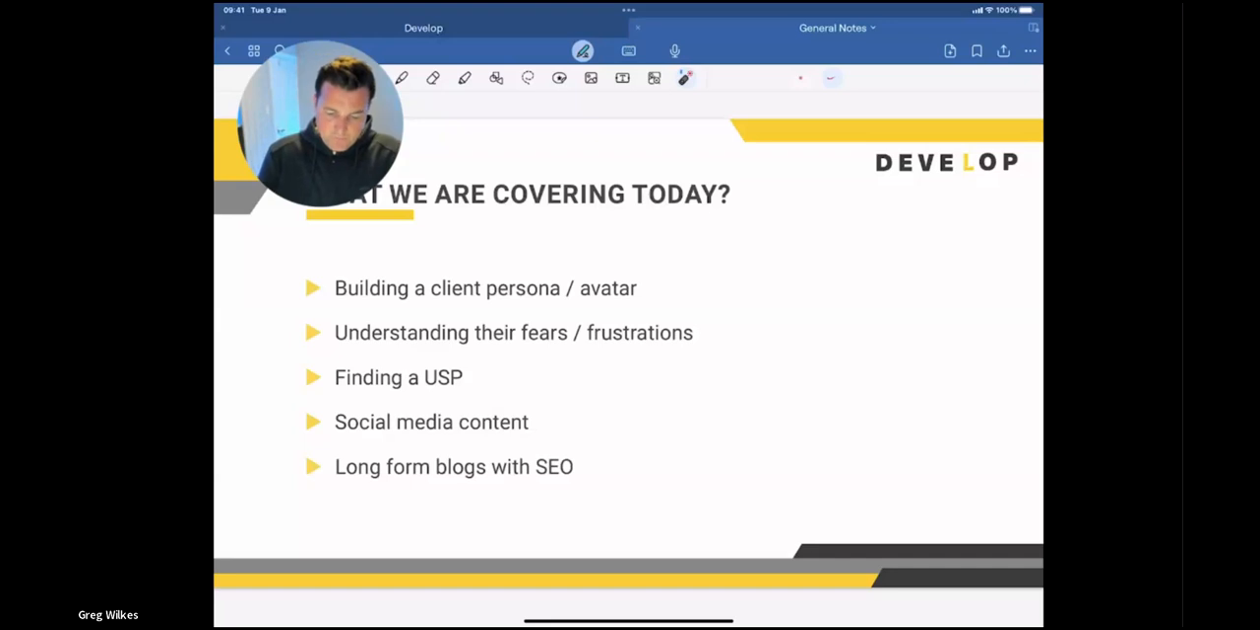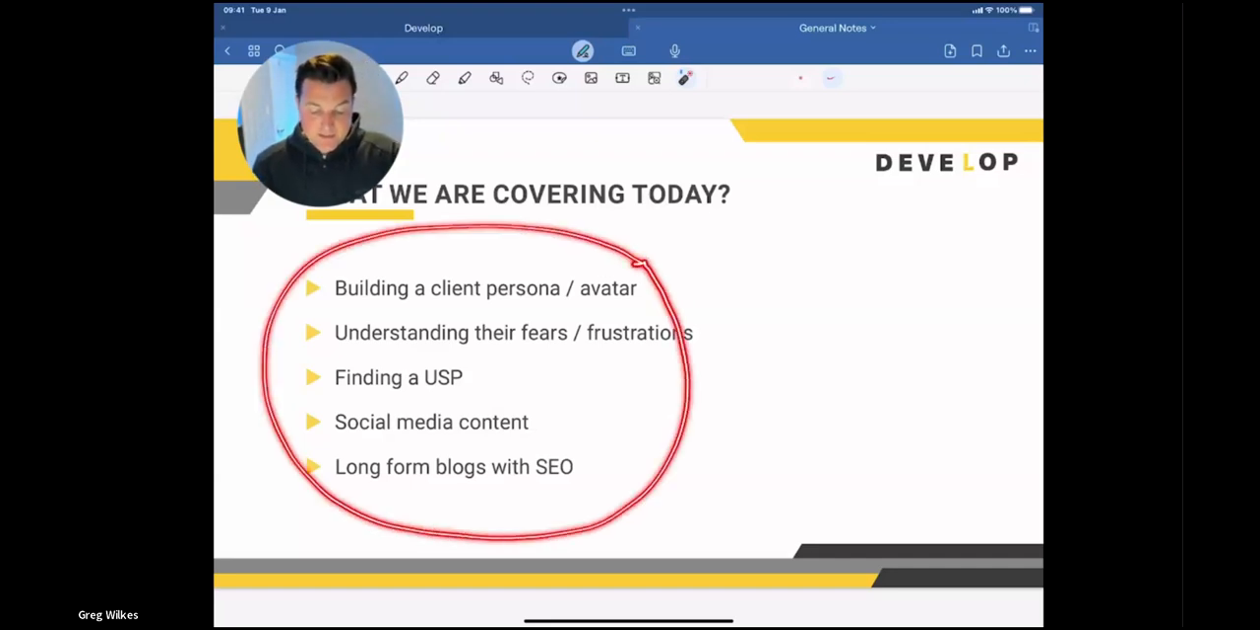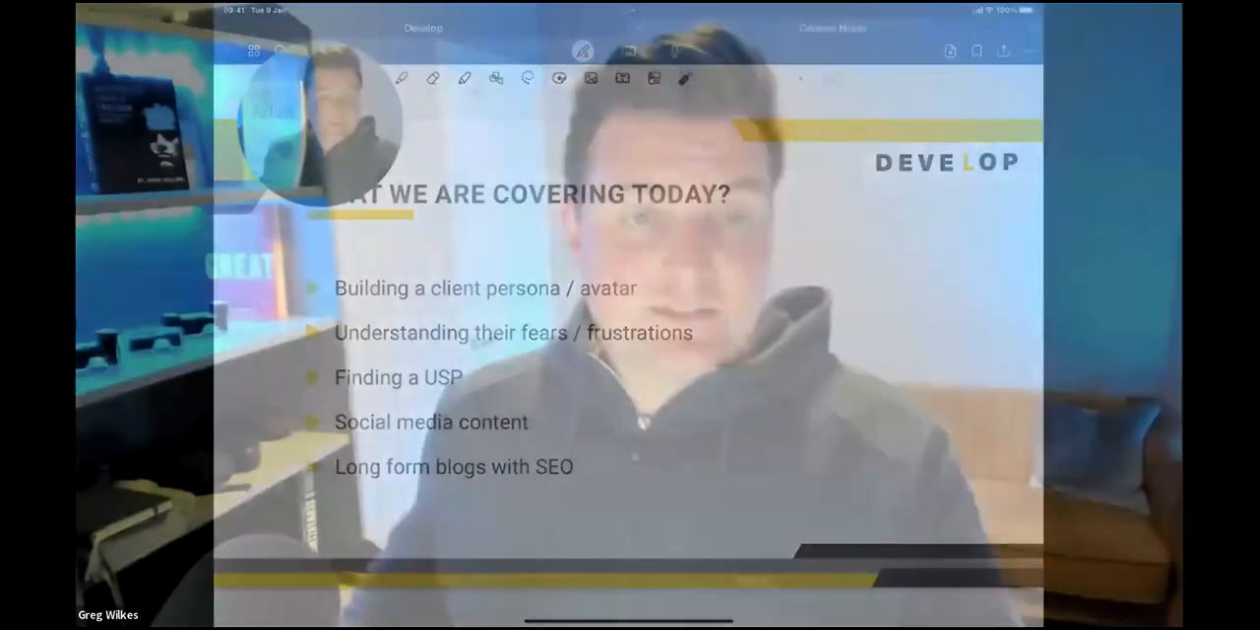But this is what we really want to cover. And when we cover this, it's going to help us do what we said at the beginning, the promise we made at the beginning. We're going to help you find your ideal client. We're going to help you attract that ideal client to you. And we're going to help you convert more sales and get ahead of the competition. And you need to have this in place in order to do that.